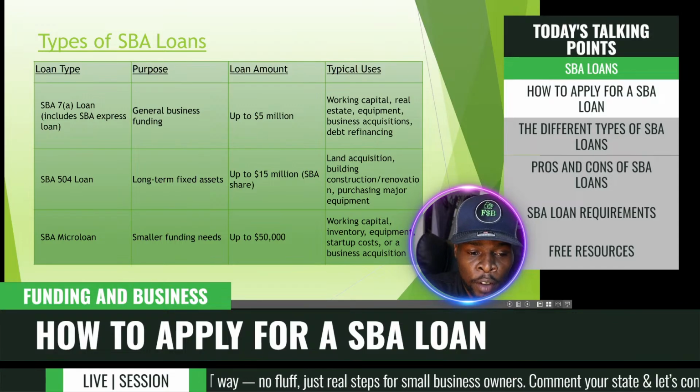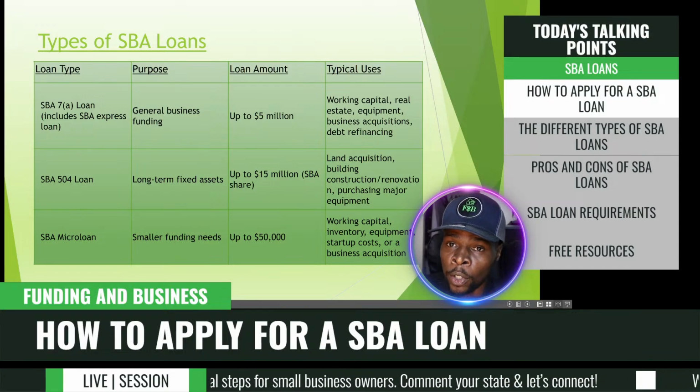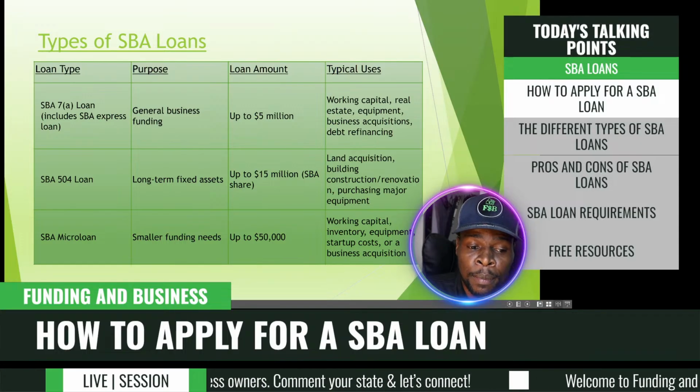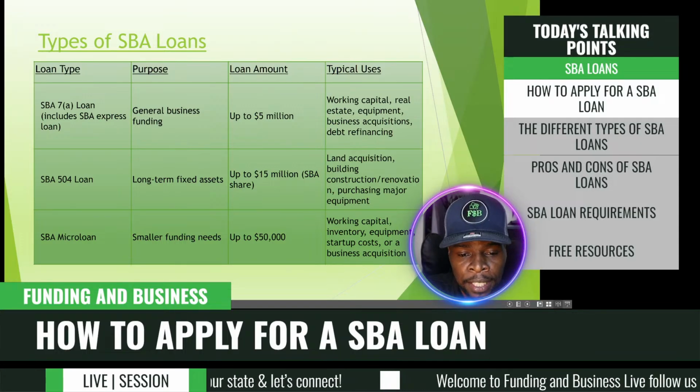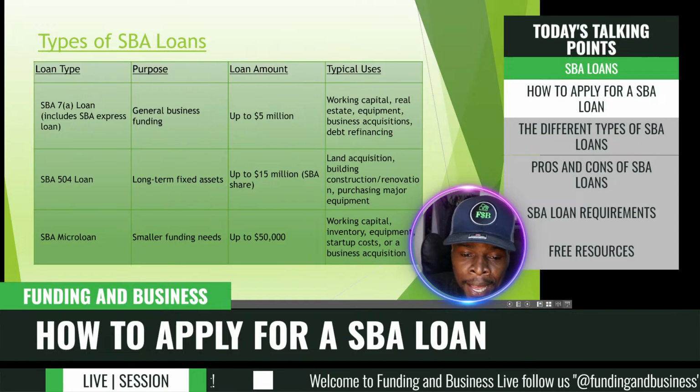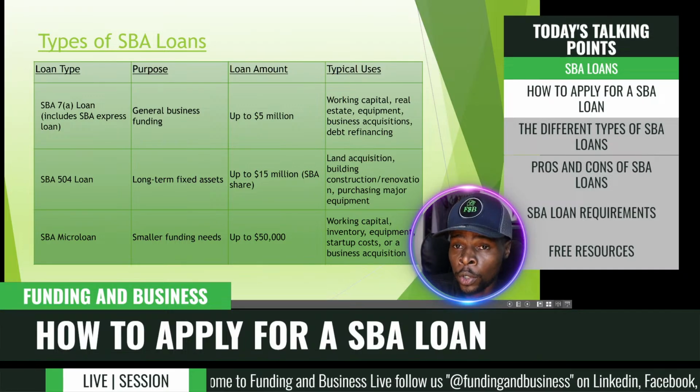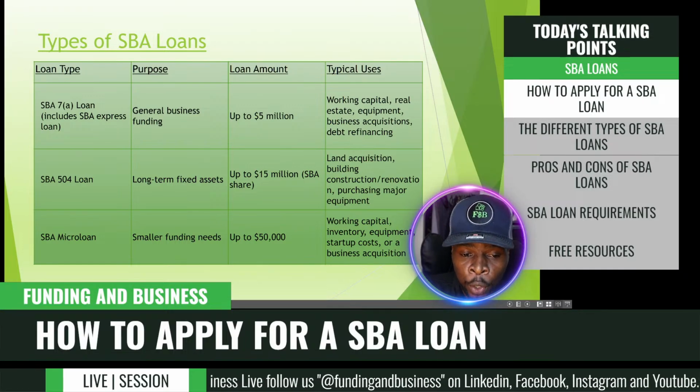So the SBA 504 loan has a loan amount of up to 15 million, and it's best for long-term fixed assets. You can use this to acquire land, do renovations, and also purchase major equipment.